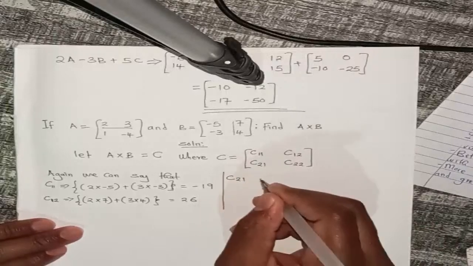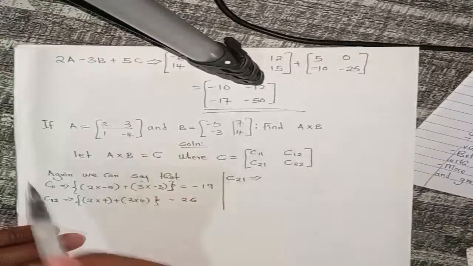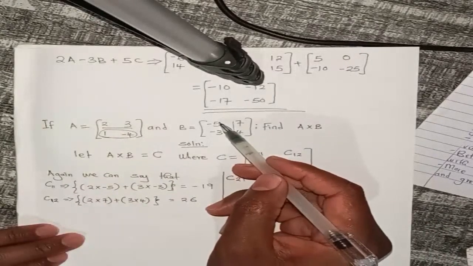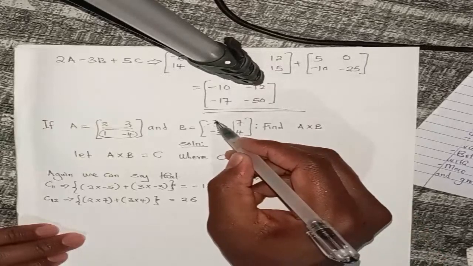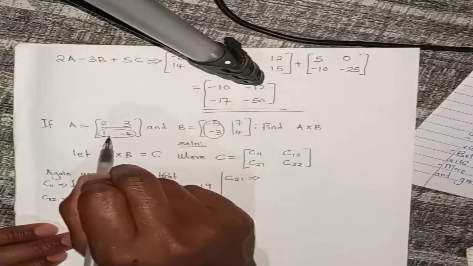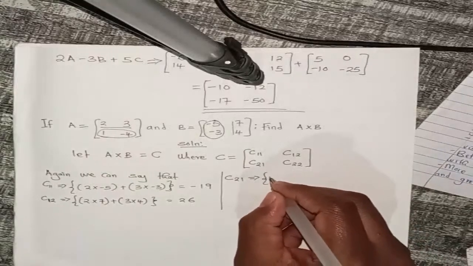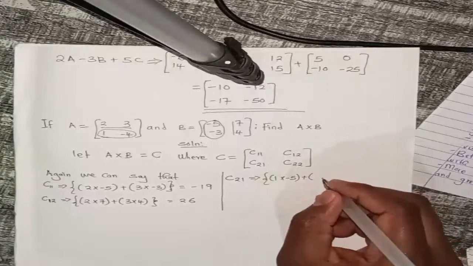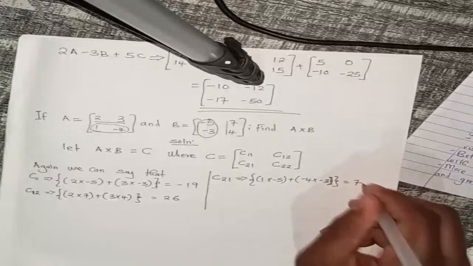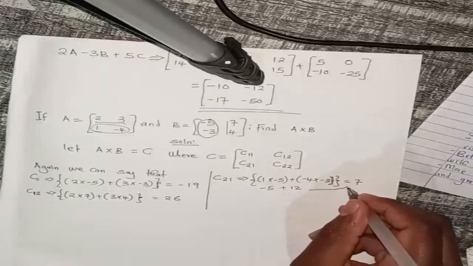Then we have C21. C21 is the sum of the products of the second row of matrix A with the first column of matrix B. What I have circled is the sum of the products of those elements. So this is 1 multiplied by -5 plus -4 times -3, and this will give +7, because this is -5 plus 12, which gives +7.